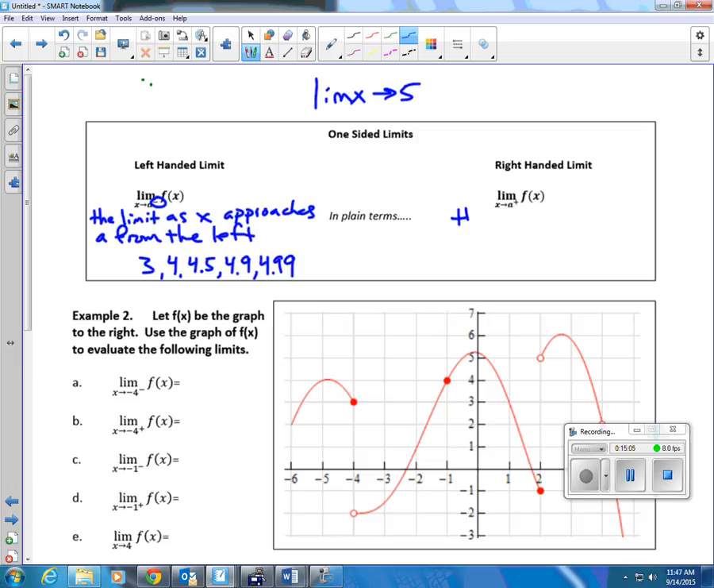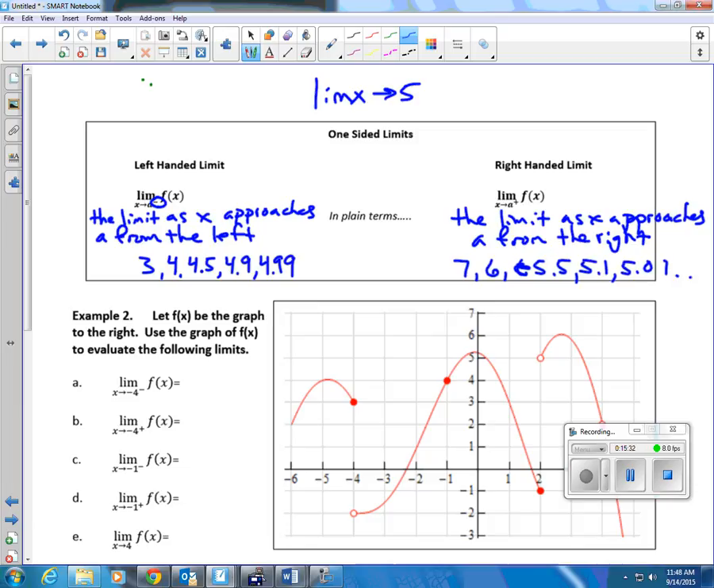And this, the limit as x approaches a from the right. We would look at numbers like, say, 7, 6, 5.5, 5.1, 5.01, and so on. Sometimes people get confused about when do I type in 0.1, when do I type in 0.9? You got to think about it. That's all I can say. You got to think about whether you're approaching from the left or approaching from the right.